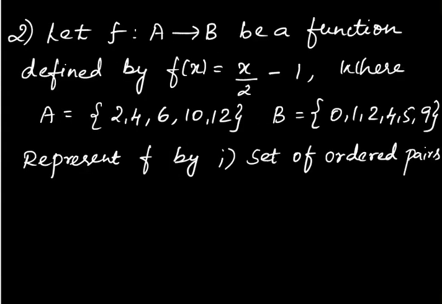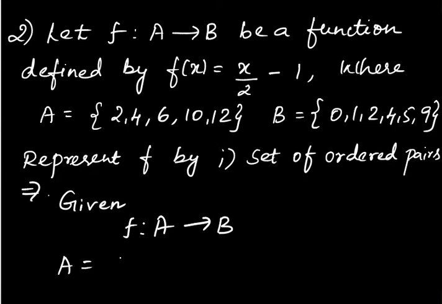Second question. Let f be a function from A to B defined by f of x is equal to x by 2 minus 1, where A is equal to the set {2, 4, 6, 10, 12} and B is equal to the set {0, 1, 2, 4, 5, 9}. Represent f by set of ordered pairs. So for the solution, first write what is given. f is a function from A to B, and write down the A value and B value.